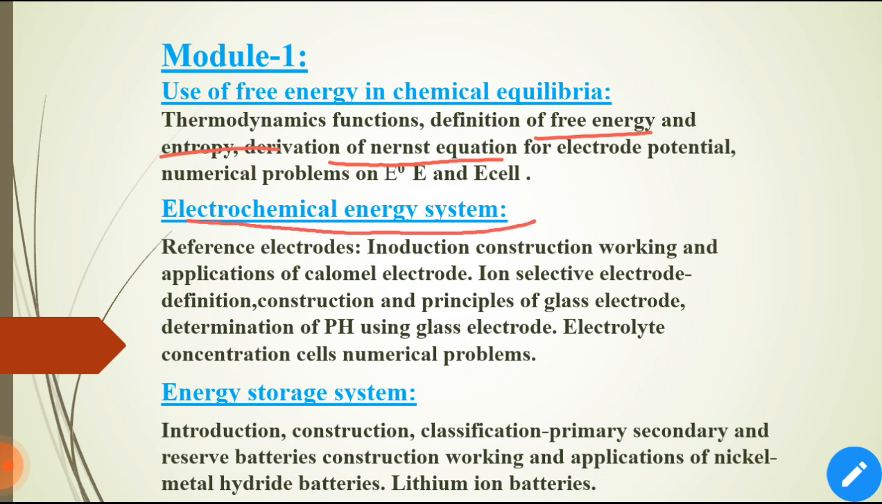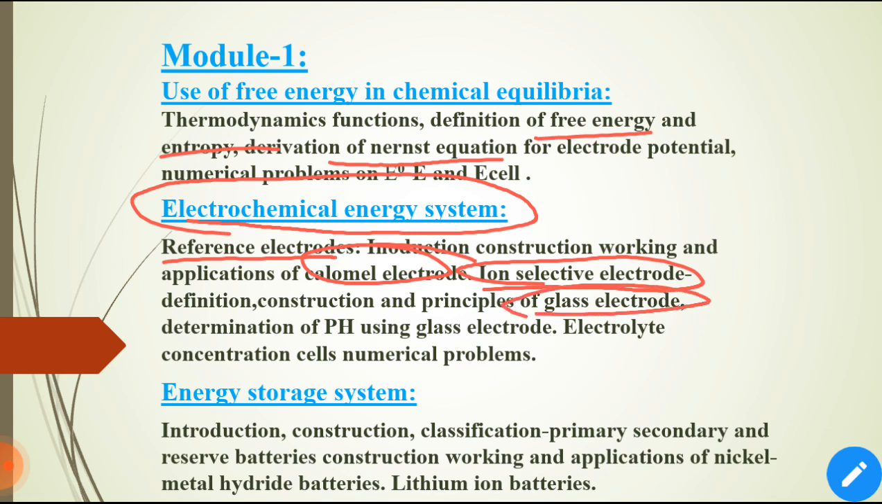Next, electrochemical energy system. Here we have to take the reference electrode. For this reference electrode, the example is the calomel electrode. Here we have to study the construction, working and applications of the calomel electrode. Next, ion selective electrode. For this ion selective electrode we take the glass electrode as an example. In this we have to study what a glass electrode is, how to construct the glass electrode, and what principles are involved in the glass electrode. By using this glass electrode we have to determine the pH of the solutions.